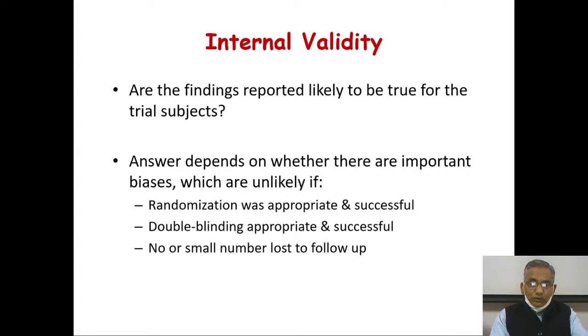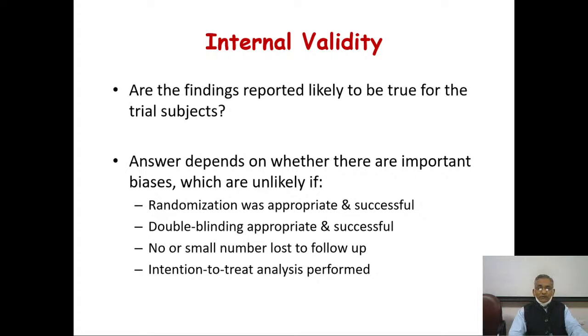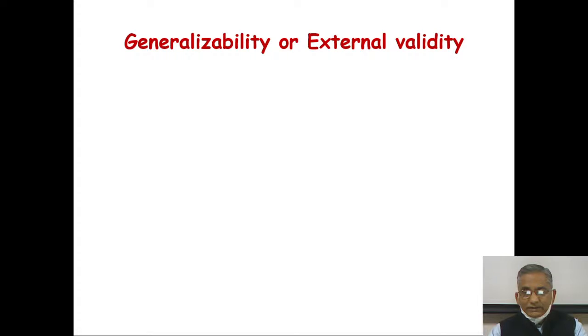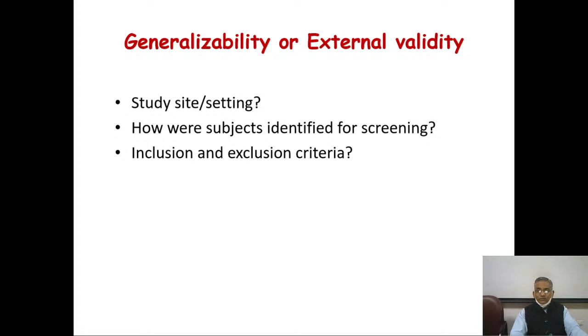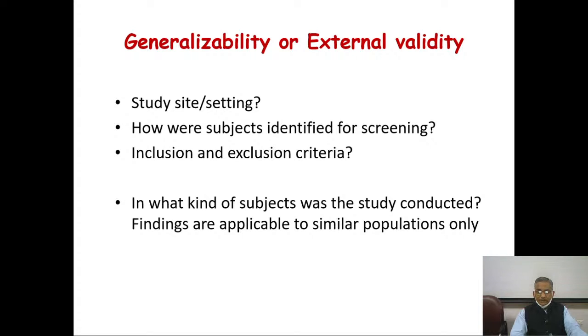So having large loss to follow-up is not good for the trial. In any trial where loss to follow-up is more than 20%, the results of that trial are not taken very seriously. Then they will assess whether intention to treat analysis was performed or not. Generalizability they will assess based on the study site, the setting, how the subjects were identified for screening, the inclusion and exclusion criteria, and in what kind of subjects the study was conducted, and whether the findings are applicable for a similar population or not.